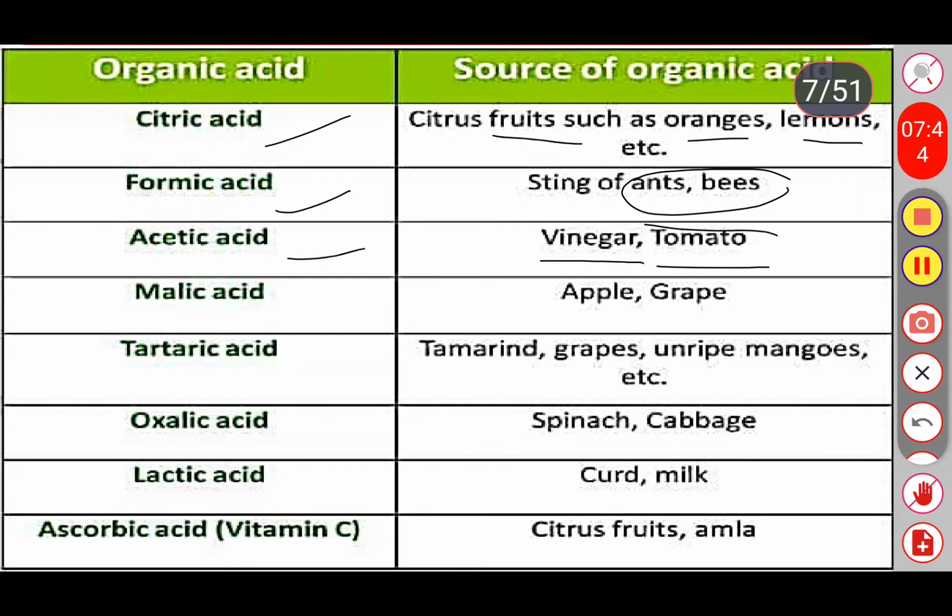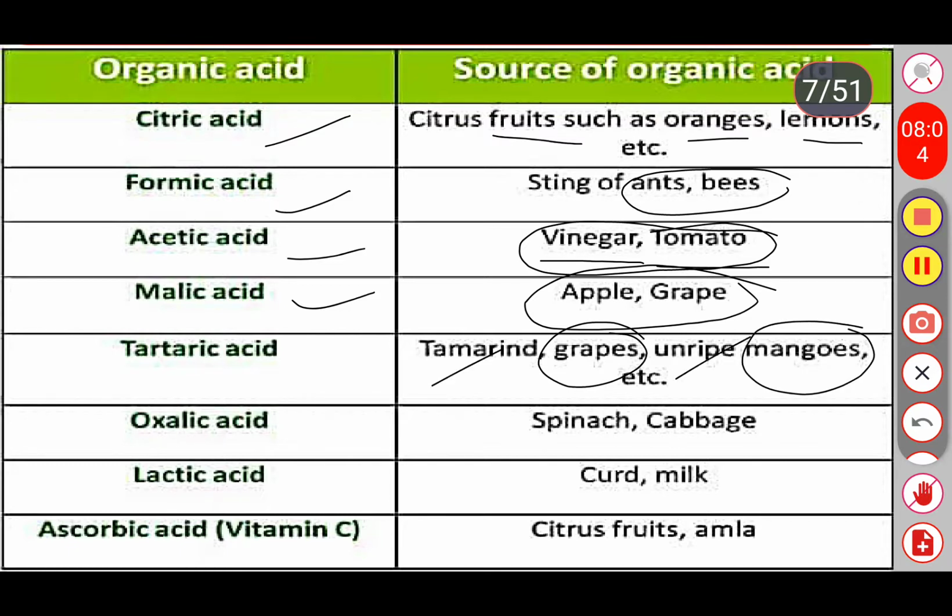These are the two most important sources of acetic acid. Malic acid, we are getting from apples and grapes. Tartaric acid: grapes, right? Mangoes. These two are also the best examples of tartaric acid. Next one, oxalic acid. What are the sources of oxalic acid? Spinach and cabbages. Next one, lactic acid.